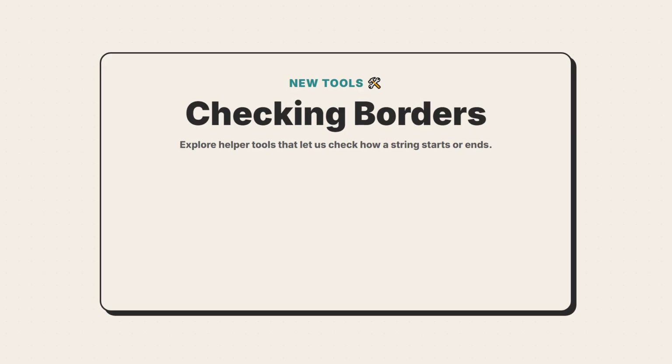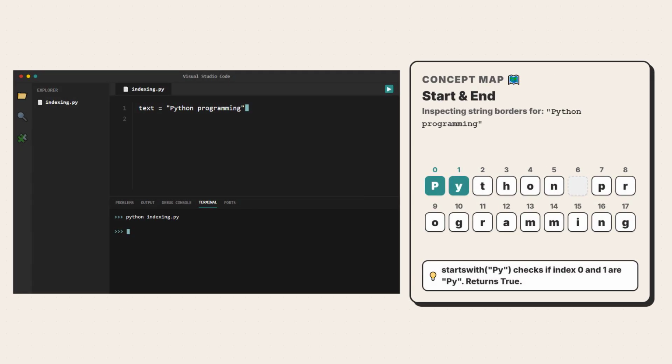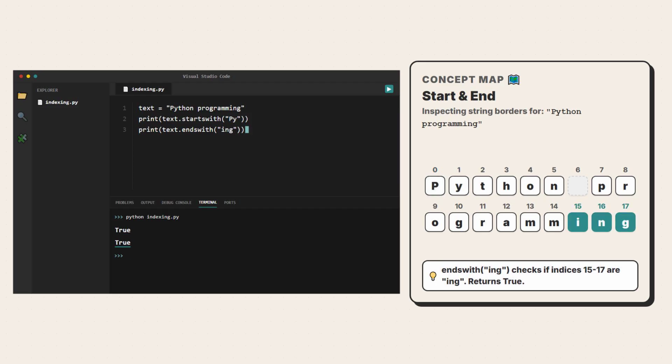Third, we can check if a string begins or ends with specific text. Since both conditions are met, Python will confirm this by returning true. Let's write the code. Print text.startswith py. Print text.endswith ing. Run the program. The output for the first line is true. And the output for the second line is also true. These return Boolean values, and they're incredibly helpful when writing logic later.